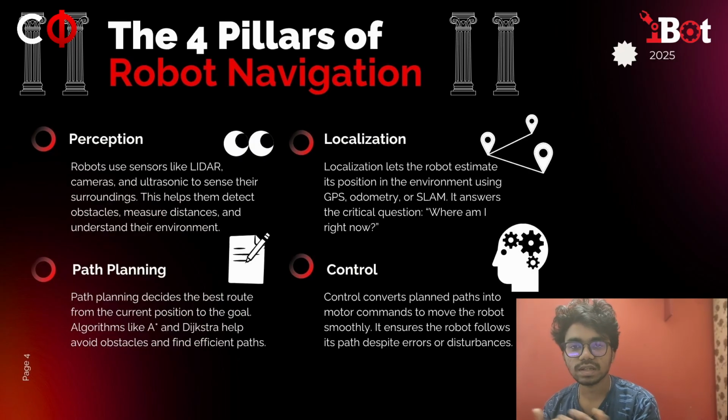And the fourth point is control. What control does is implement the path planning algorithms. Sometimes due to errors, the motor may not rotate at the desired RPM. So control tries to adjust that error by changing the voltage of the motor or changing the speed of the motor. That's what control basically is, the mind of execution, we could say.